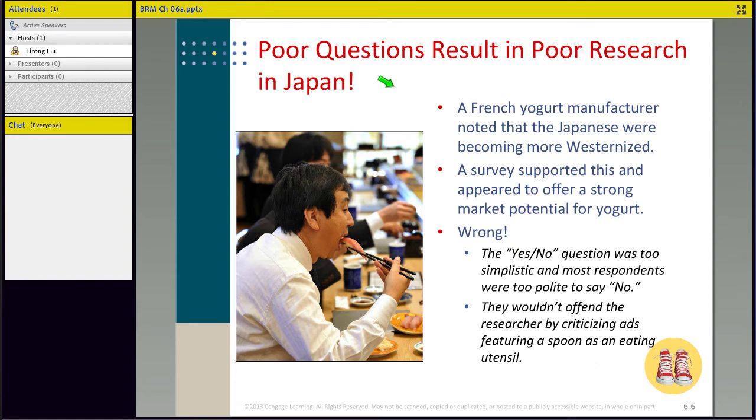Now, there were two problems with the research they conducted, though. They asked the wrong question. The first one is related to the culture of Japan. Their culture is that people tend to be very polite. They always avoid hurting other people's feelings. They are very polite, very polite.